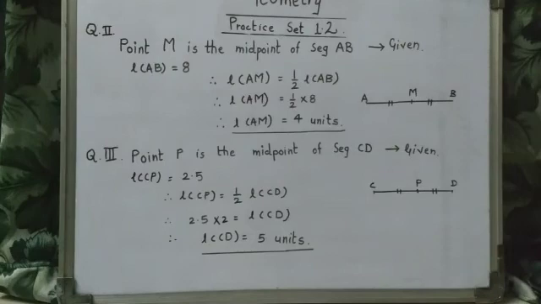Whereas question number 3 is of the same nature: point P is the midpoint of segment CD. Again you draw segment CD, show P as the midpoint, CP is equal to PD, and show it by identical marks. Length CP is equal to 2.5, therefore length CP is equal to half of length CD. The relation is of division, so while changing side it will be converted into multiplication. 2.5 into 2 will be 5 units. Therefore length CD is equal to 5 units. Please go through this.